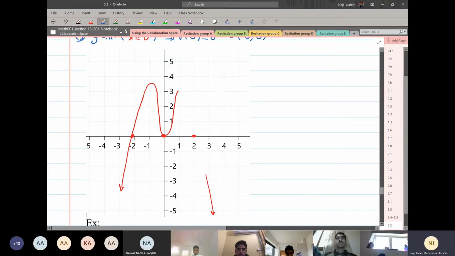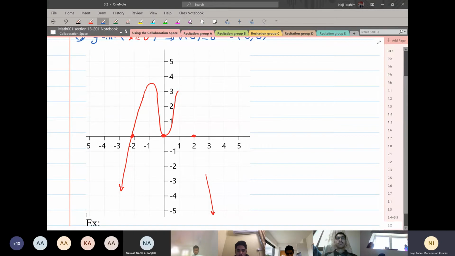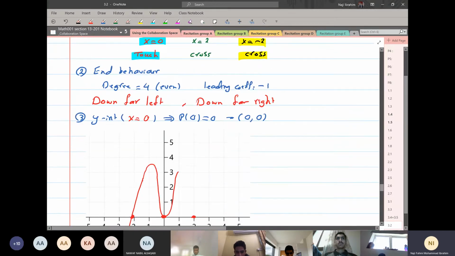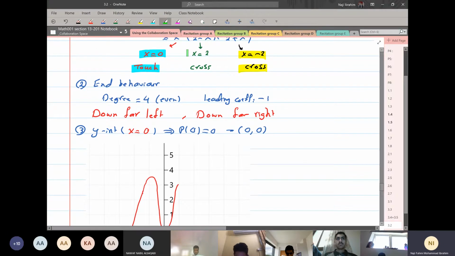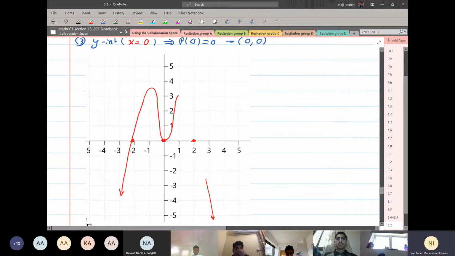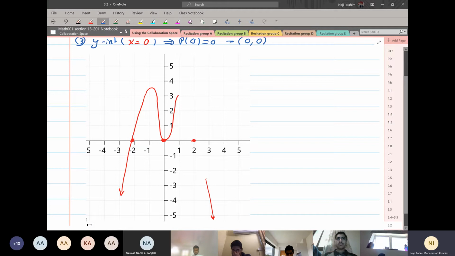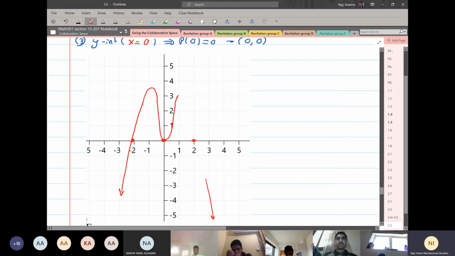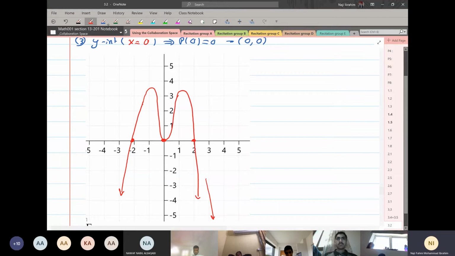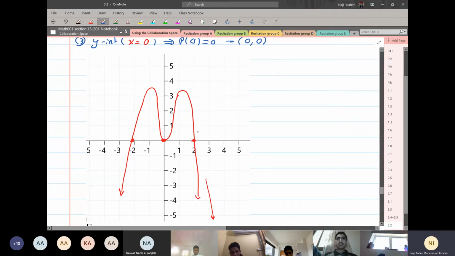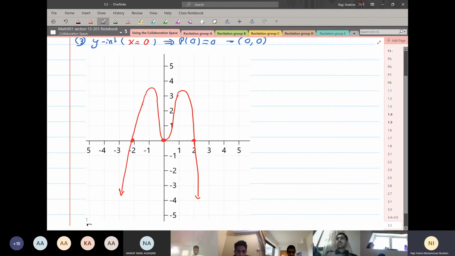Now, what's my next 0? 2. 2. What's the behavior around 2? Cross. It will make a cross. Now again, let me ask, should I draw my cross from above to below like this, or should I draw my cross from below to above like this blue one? No. Of course, the red one, because the graph started from above. So this will be our graph of the polynomial. Of course, this is a rough sketch.